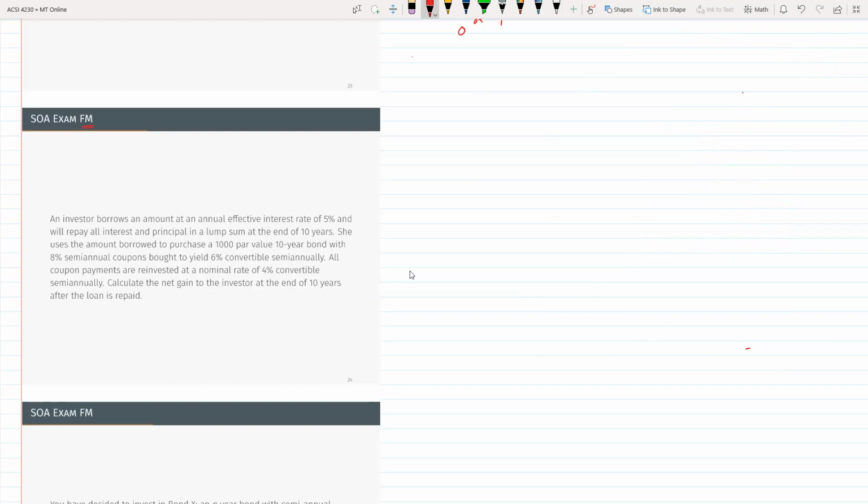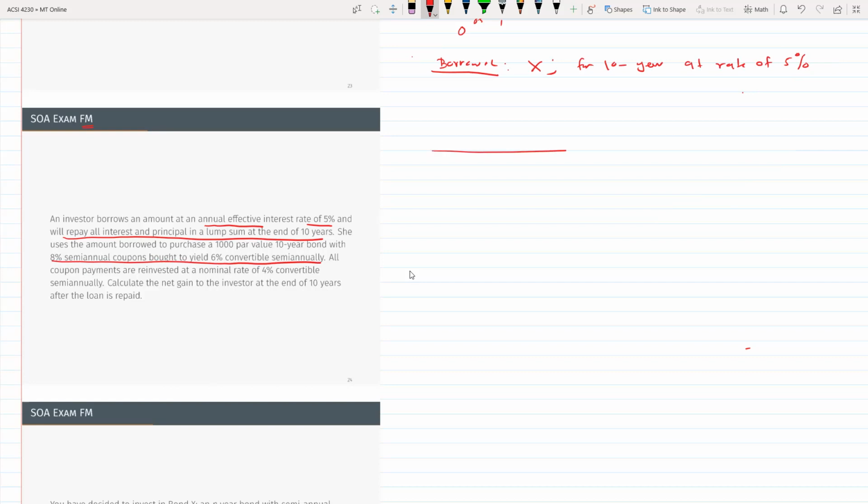So this one says the investor borrows an amount at an annual effective rate of 5%, and will repay all interest and principal in a lump sum at the end of 10 years. Okay, so borrowed what? We don't know the amount, X, for 10 years at a rate of 5%. She used the amount borrowed to purchase a 1,000 par value 10-year bond with 8% semi-annual coupon, bought to yield 6% convertible semi-annually. So let's draw that.